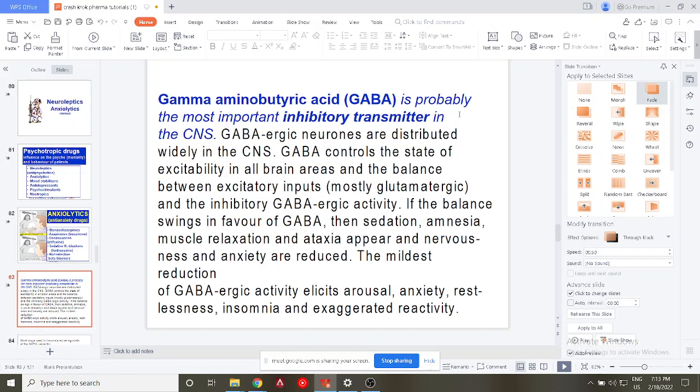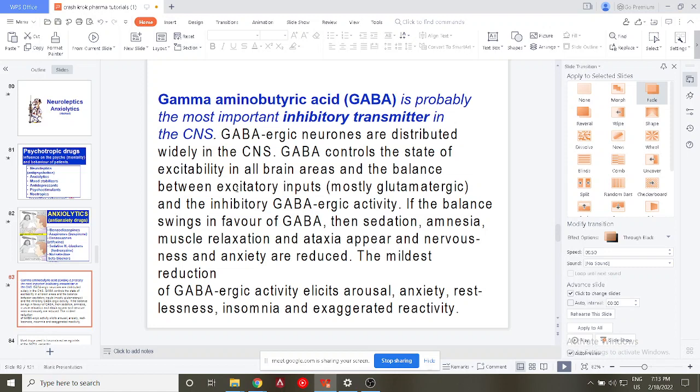So GABA is an inhibitory neurotransmitter. Now, I want you to take note of this. In the brain areas, there's a balance between excitatory and inhibitory. If the balance swings in favor of GABA, which is inhibitory, it's going to inhibit the CNS. So this is going to cause sedation, amnesia, muscle relaxation, ataxia. But if there's too little GABA, it's going to cause hyperexcitation.